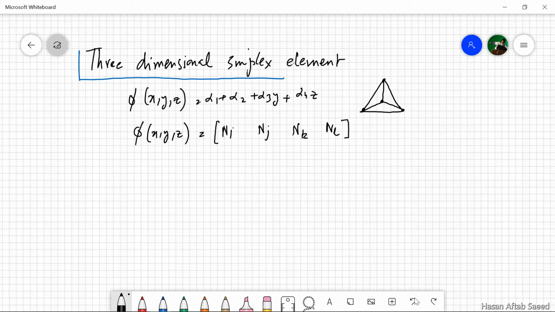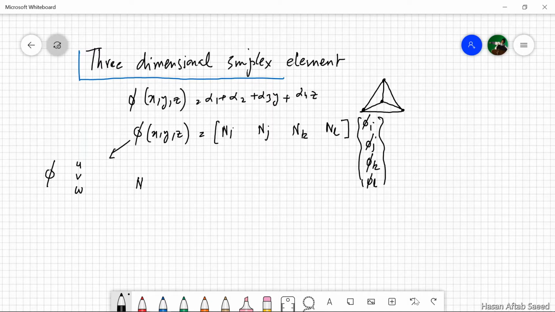There will be four shape functions now, obviously, when we are talking about four nodes: Ni, Nj, Nk, Nl. Note that phi in this case will have u, v, and w. We are just writing one expression just to save time. Actually, you need to write the expression for three components of displacement.